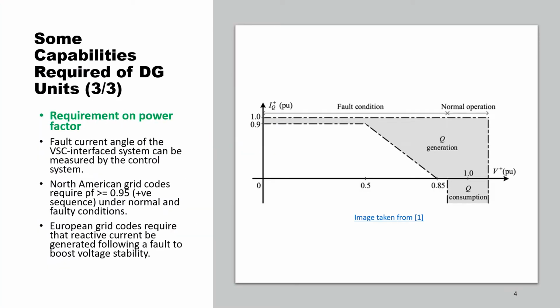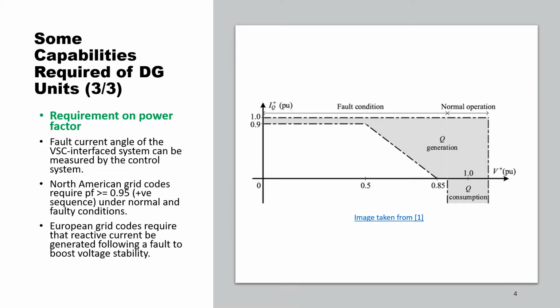Another requirement is on the power factor. So we have the VSC interfaced system, that is voltage source converter interfaced system. It can measure the fault current angle. North American grid codes do not distinguish between normal and faulty conditions, and they just impose a requirement that the power factor should stay above 0.95 for the positive sequence. On the other hand, the European grid codes require that reactive current be generated following a fault so that the voltage stability can be boosted.